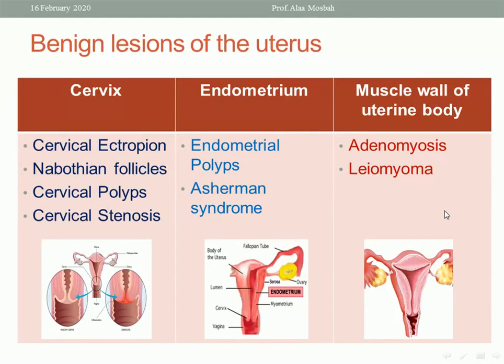So, what about the benign lesions of the uterus? Benign lesions in the cervix may be cervical ectropion, nabothian follicles, cervical polyps, and cervical stenosis. Lesions in the endometrium include endometrial polyps and Asherman syndrome. Lesions in the muscle wall of the uterus are adenomyosis and leiomyoma. We will cover all lesions during this lecture except leiomyoma, which will be in a separate lecture.